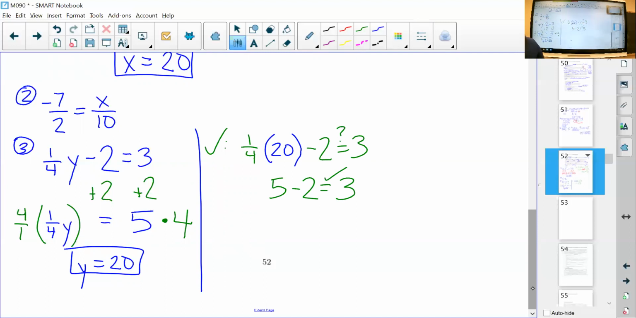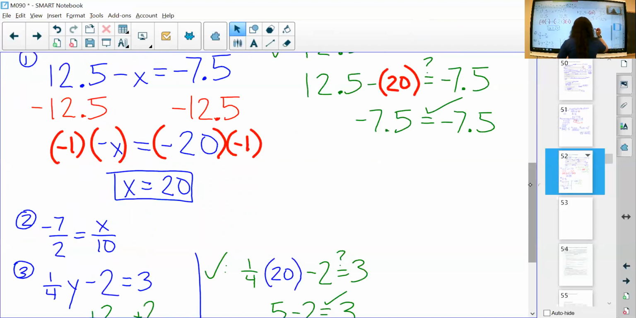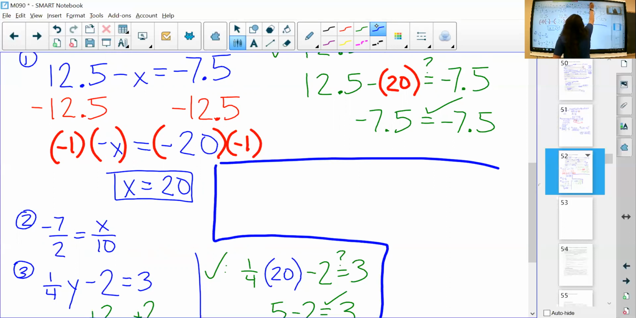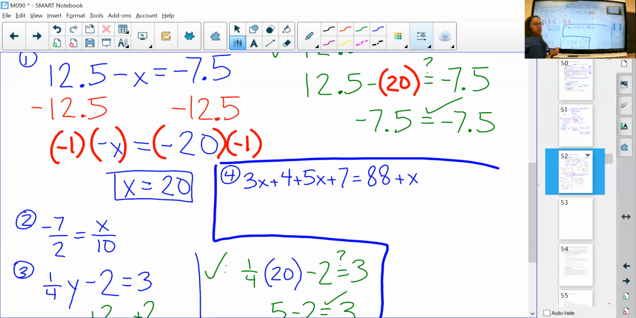Let's get number 4 on here too. Number 4, we're actually going to have to simplify a little bit. Okay, so example 4 is 3x plus 4 plus 5x plus 7 equals 88 plus x.